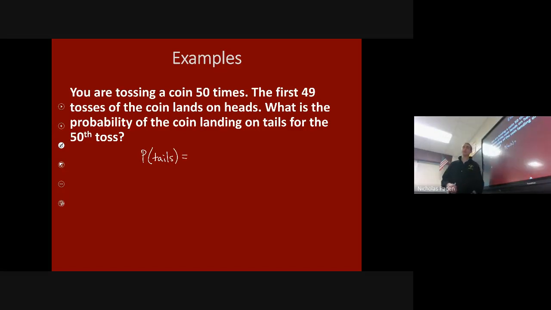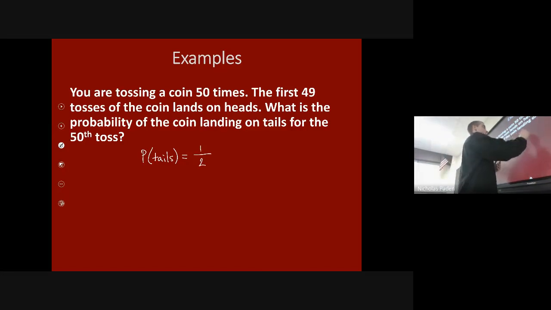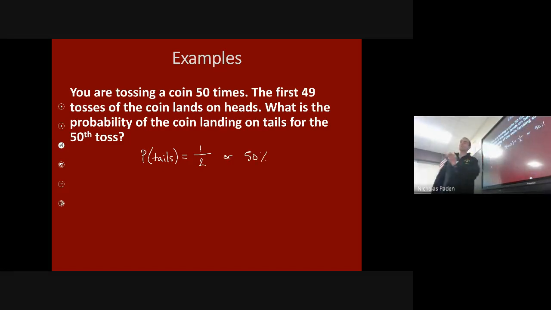Okay, every time that I flip a coin, it does not matter what happened the previous time. When I am flipping a coin, I just care about what's happening that time. And so every time I flip a coin, what are the chances that it lands on tails? Every single time I flip, it's a half or 50%. Does not matter what happened the previous 49 times. Every time that I flip a coin, I've got a 50-50 chance, right? That's 50% heads, 50% tails.